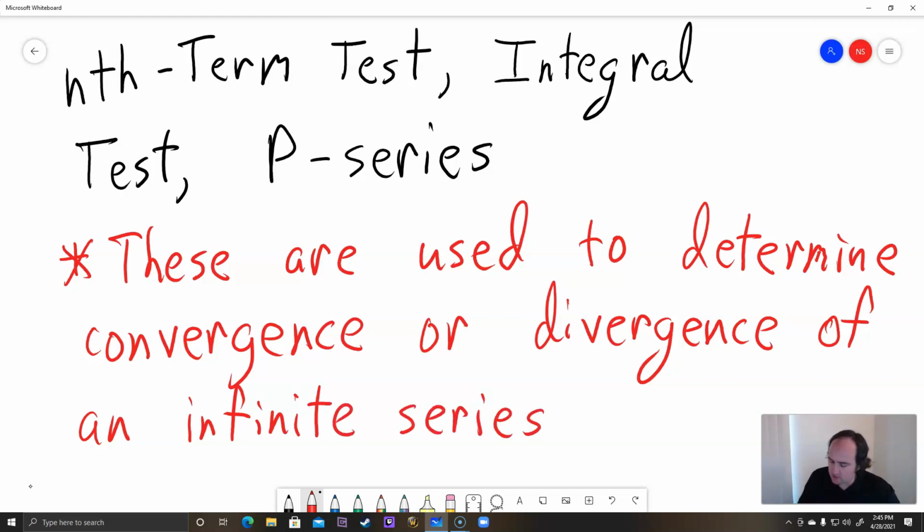All right, and there are actually a lot more tests and classifications. Technically, the nth-term test and the integral test are actual tests for convergence or divergence, whereas P-series is more of a classification of certain types of series, but you can still use it to determine whether the P-series converges or diverges.